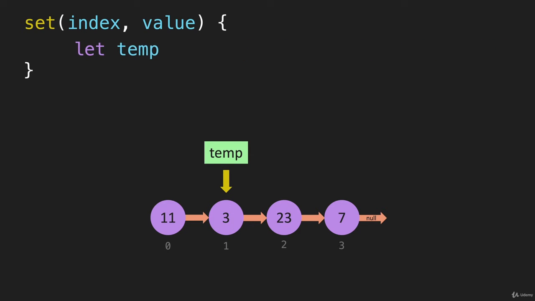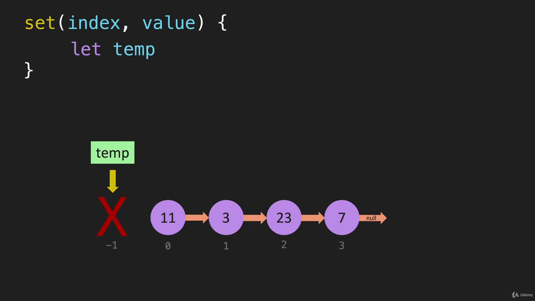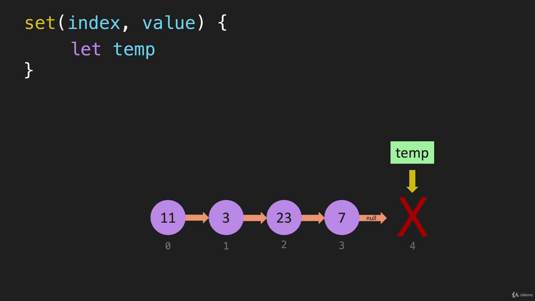For now, I'm just going to say let temp. In the get method, we set temp equal to this dot head. I'm not going to do that here. I'm going to show you why in a second. There are a lot of similarities between the set and the get method as far as all the steps that we need to do. So just like the get method, if we have an index of -1, or anything less than 0, we want this to be undefined. Anything that's greater than or equal to this dot length, we want that to be undefined. Otherwise, we want temp to point to the appropriate node.